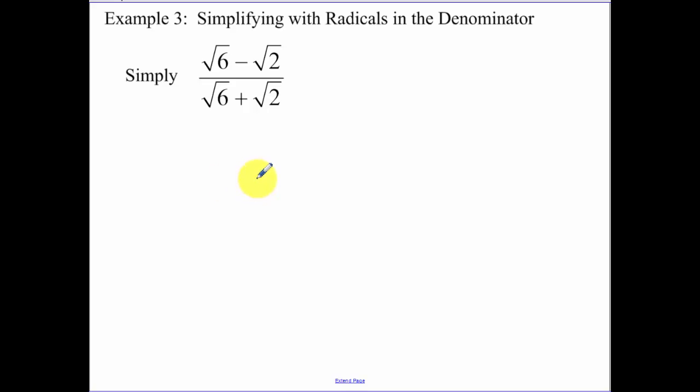Okay, simplifying with radicals in the denominator. Here I have square roots in the denominator. And we've actually done this before. We did this back when we were working with i, because i was really a square root. So when we deal with this, we do the square root of 6 minus the square root of 2. Remember, it was that conjugate.